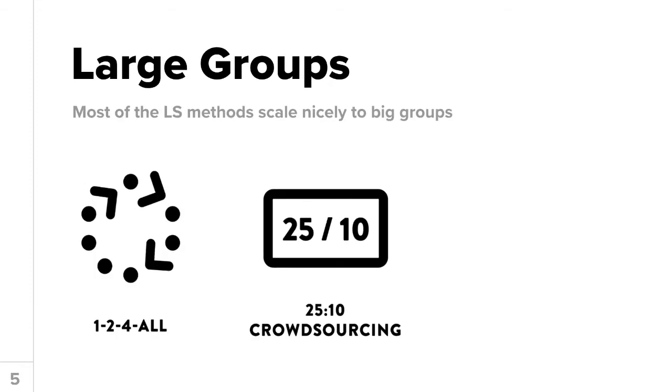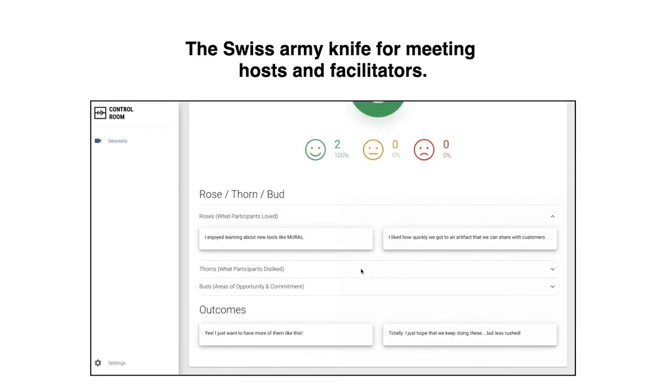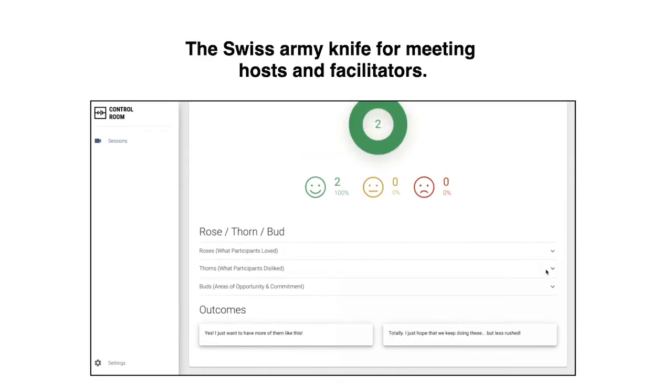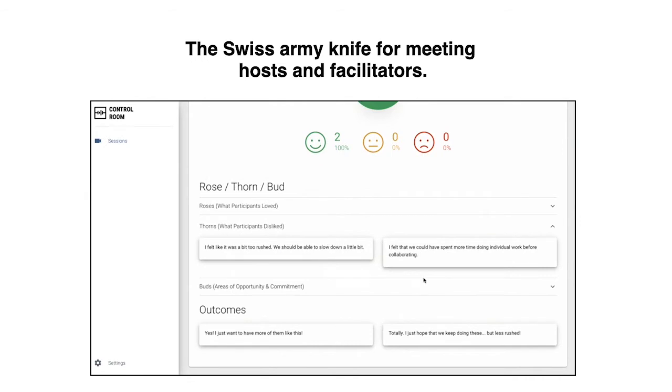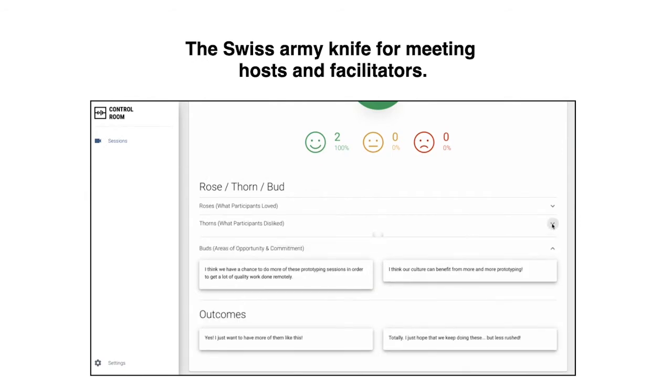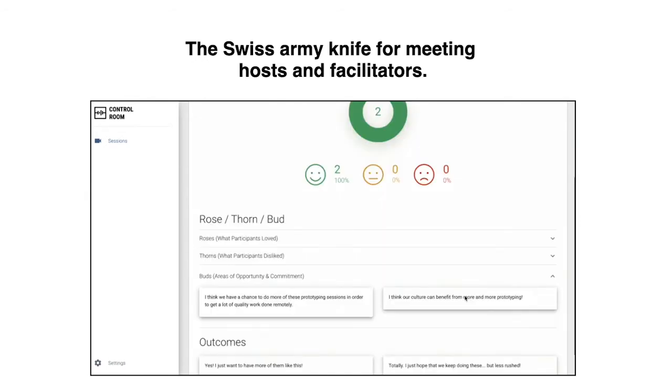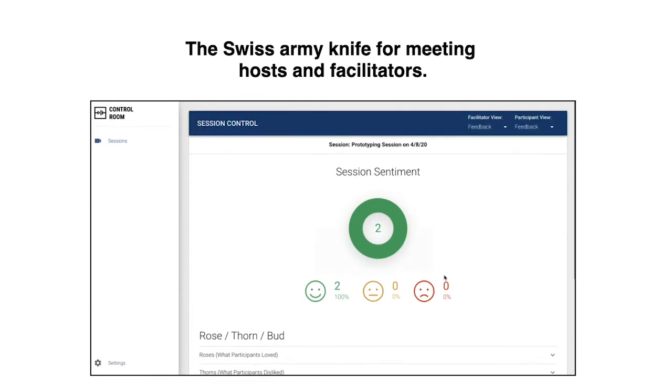When you're working with a large group, 1-2-4-all and 25-10 crowdsourcing can be really, really powerful, and these involve working with the dynamics of the group and not well suited for Mural. And so we built our own tool for these two structures. If you want to check out Control Room, you can go to app.controltheroom.com and check out these two tools that we have built into the app.